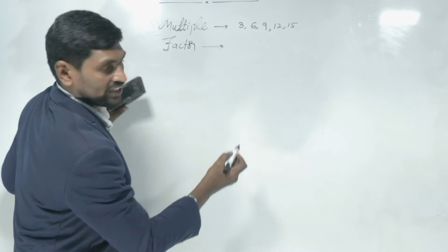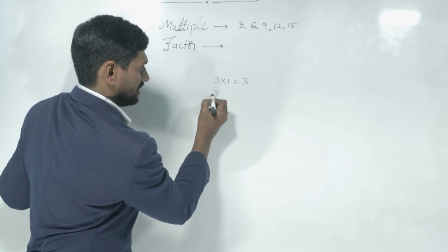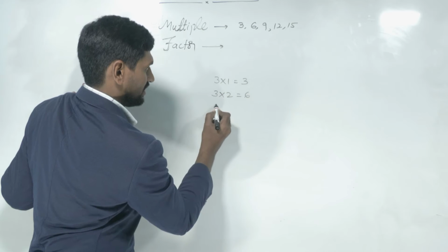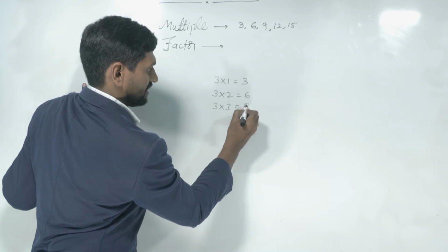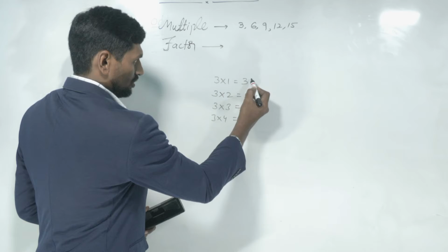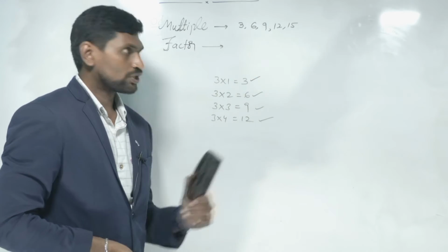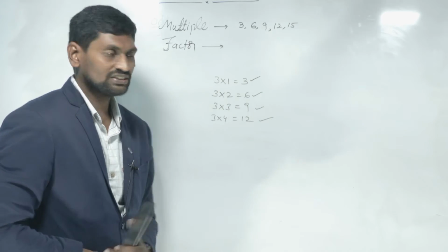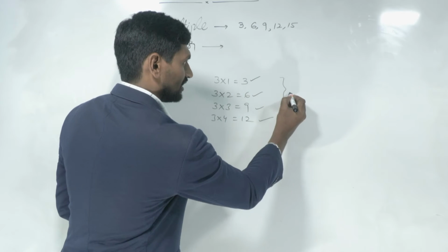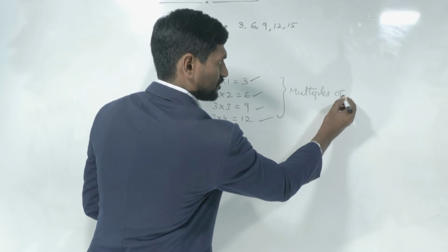Say multiples, I am writing in the form of a table. 3 ones are 3, 3 2s are 6, 3 3s are 9, 3 4s are 12. Now 3, 6, 9, 12. These are all coming in the 3 table, right? These are the multiples of 3.